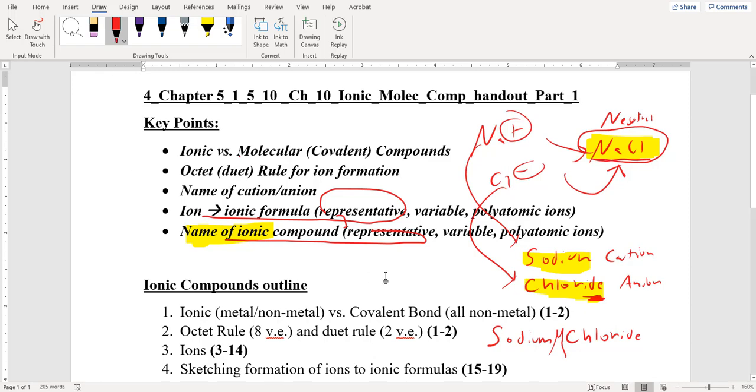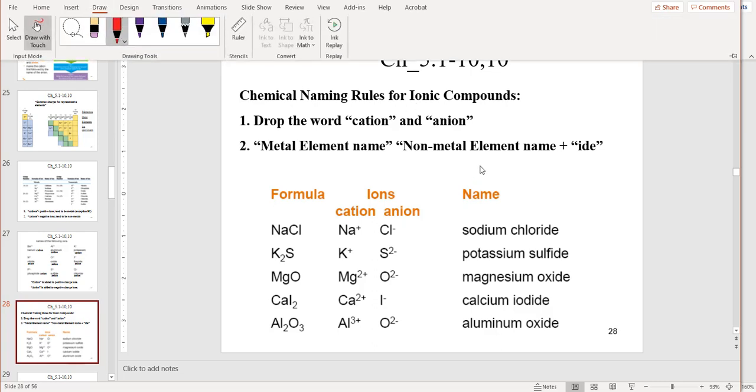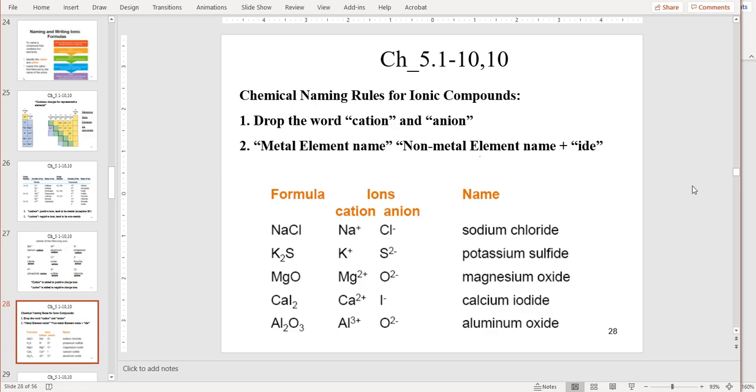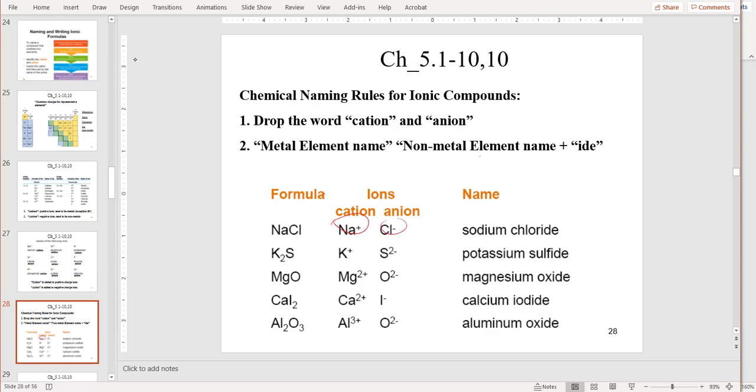Let's go back to the slides. So on slide 28, in summary, you take the name of the first cation, the name of the second anion, and stick them together: sodium chloride, or potassium sulfide, magnesium oxide. Now the cool thing for the names of ionic compounds is you don't have to worry about the number of each ion. So for example, even though there are 2 potassium ions that make up that ionic formula, you do not have to put that in the final name.